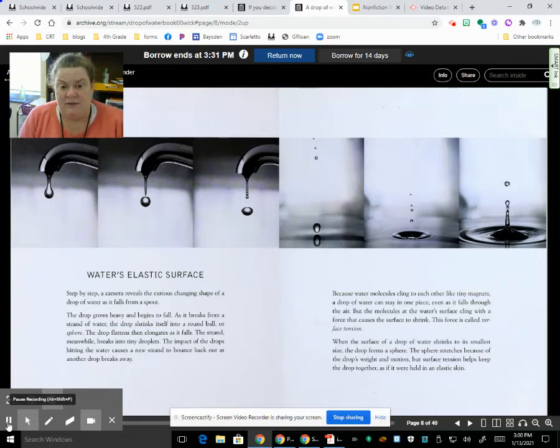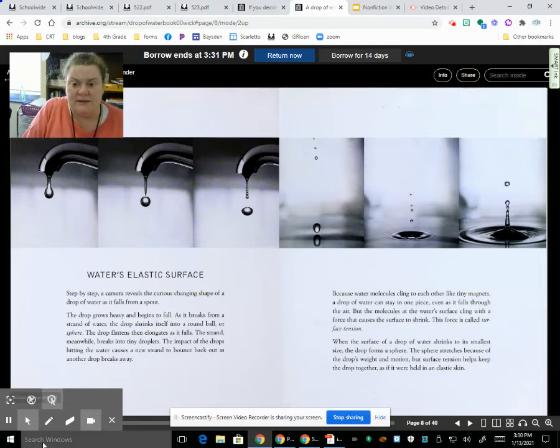We see these very technical pictures on this page, and the pictures match right along with what Walter Wick is telling you in the text. And so as I'm reading a sentence, I can connect that sentence to a picture, and that's helping me visualize all of these facts about how water sticks together.